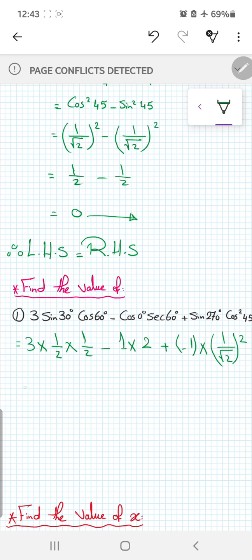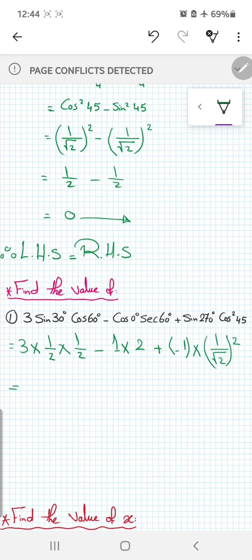Okay, here get it one by one using the calculator. 3 times half times half will be 3 over 4, minus 1 times 2, which is 2. Here negative 1 multiplied by 1 over root 2 to the power 2 will be negative 1 over 2. In your calculator, the result will be negative 7 over 4.